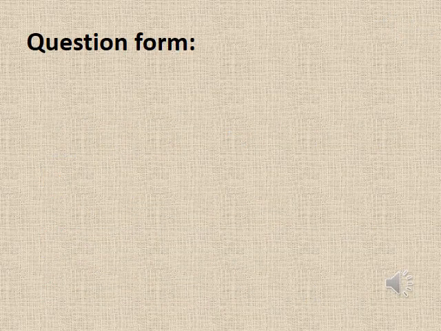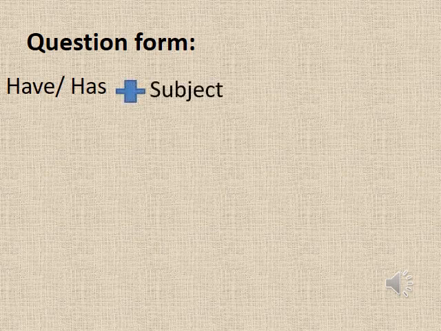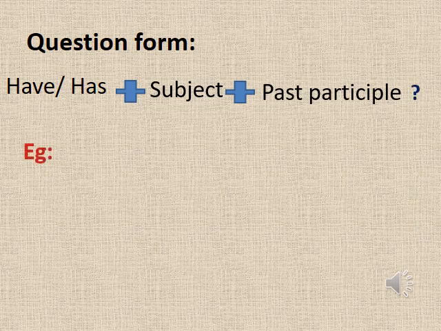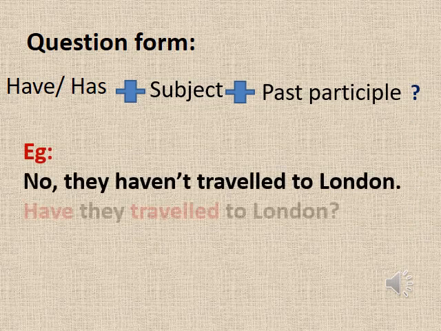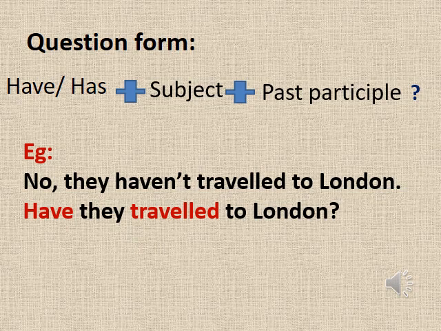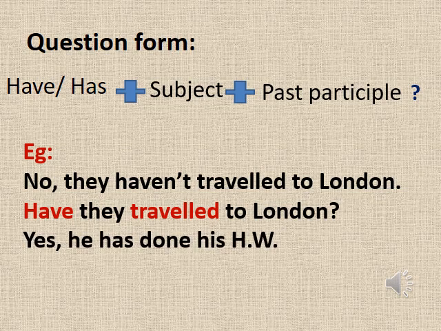The question form, we start with have or has plus the subject plus past participle. For example, no, they haven't traveled to London. So the question is going to be, have they traveled to London? And don't forget the question mark at the end. Yes, he has done his homework. So the question is going to be, has he done his homework? Question mark.